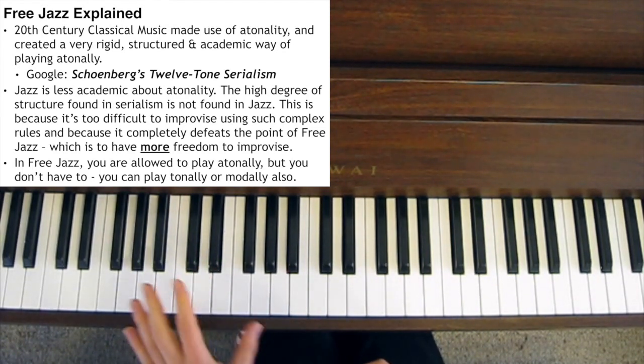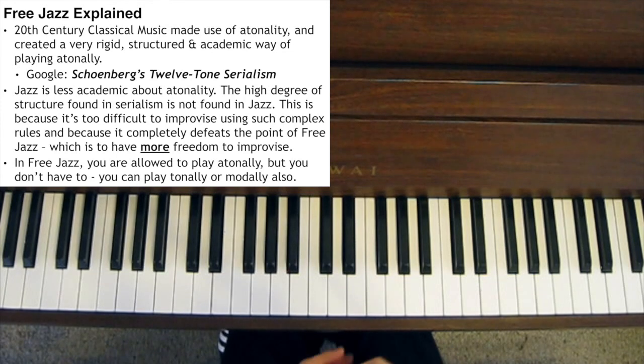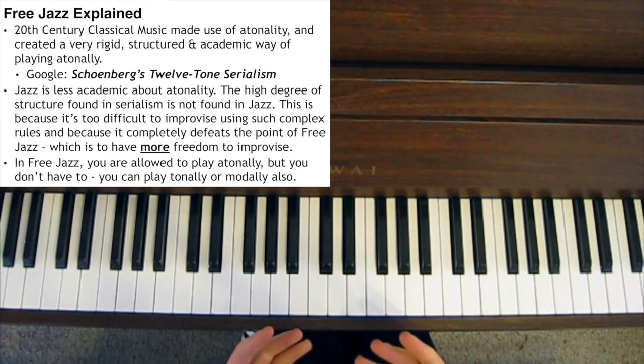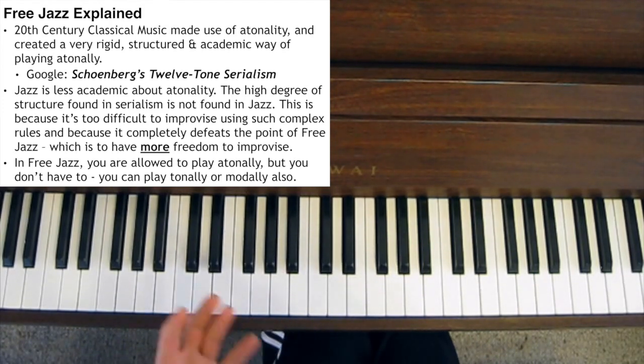Now you can Google 12-tone serialism yourself. I'm not going to cover it here because this lesson is about jazz, not classical music. But I mention it because jazz is far less academic about atonality. The high degree of structure found in serialism is not found in jazz. Now this is probably because it's too difficult to improvise using such rigid and complex rules, and because it completely defeats the purpose and the point of free jazz, which is to have more freedom in improvisation. There's no point breaking old rules just to create new ones.